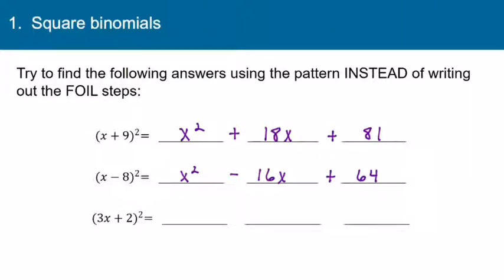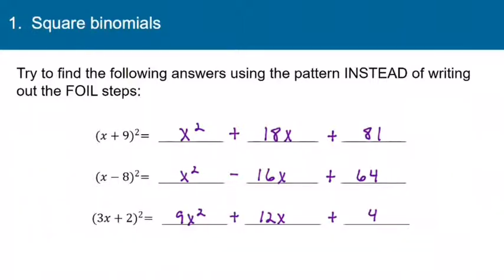And then for last times last, we say negative 8 times negative 8. That's positive 64. And for the last one, we have 3x plus 2 squared. So to work this out, we'll say 3x times itself. Now 3x times 3x is going to be 9x squared. For the middle term, we have 3x times 2, that's 6x, and then we multiply that by 2, so the middle term is 12x. And then for last times last, we have 2 times 2, which is 4.